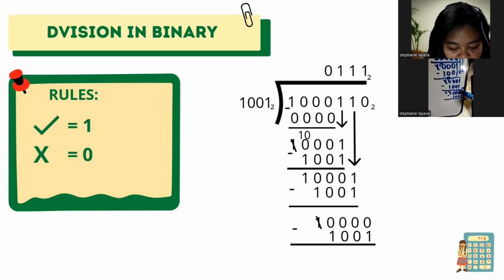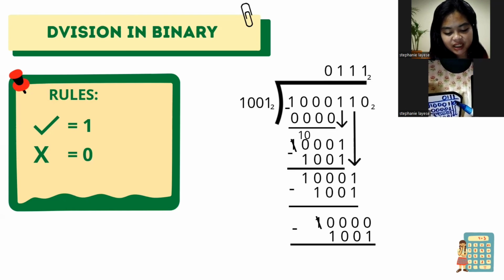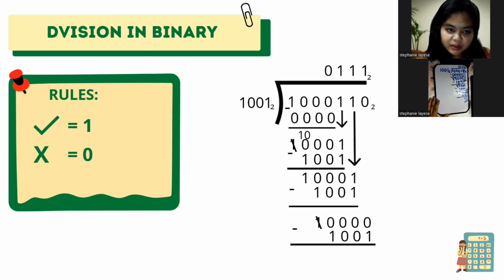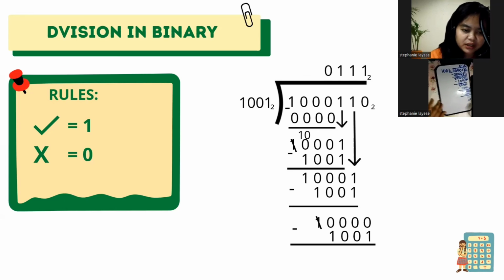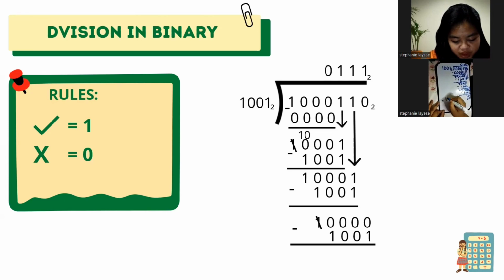And then 1 minus 0 equals 1. 1 minus 0 equals 1. 1 minus 0 equals 1. Then 1 minus 1 equals 0. Now, we stop here because we already reached the last number here at the top. We simply copy the subscript of 2. And now, what do we do about the remainder? Don't worry. You can simply put the answer is 111 subscript of 2 and remainder 111 subscript of 2.